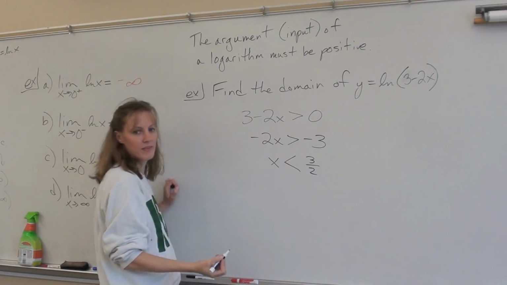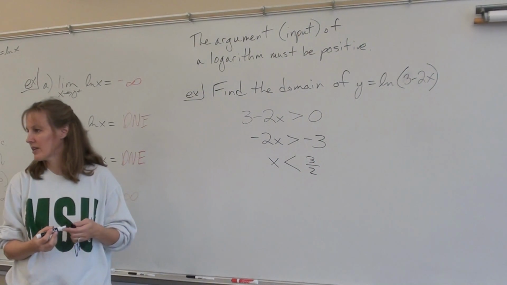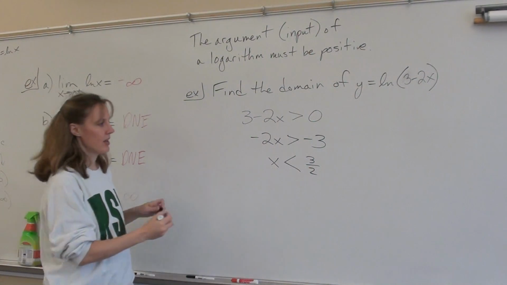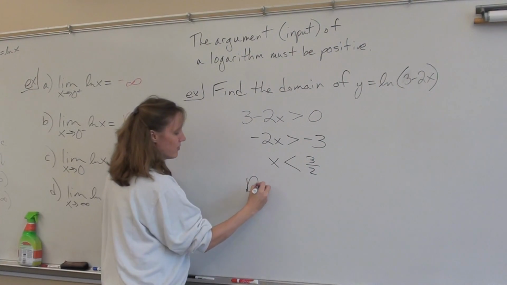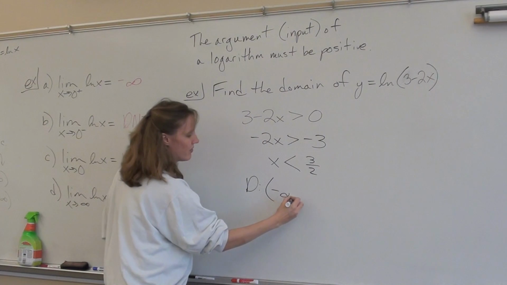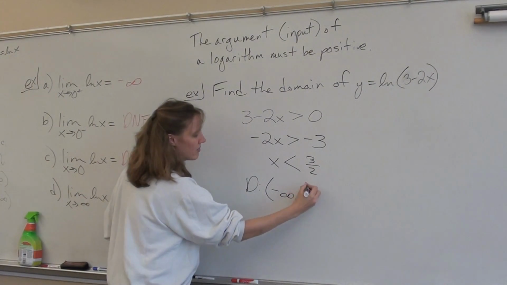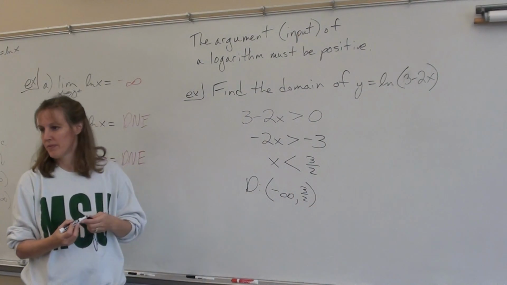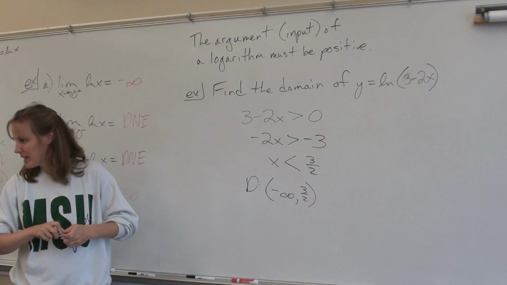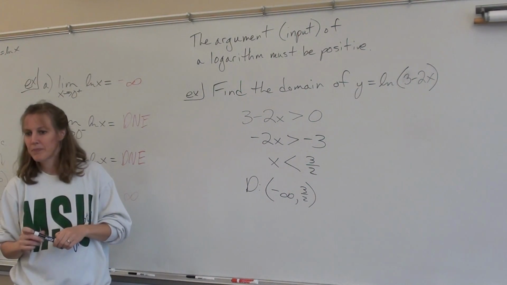Is this okay? Okay. So we have our domain for this function is actually negative infinity to 3/2. Does that make sense?